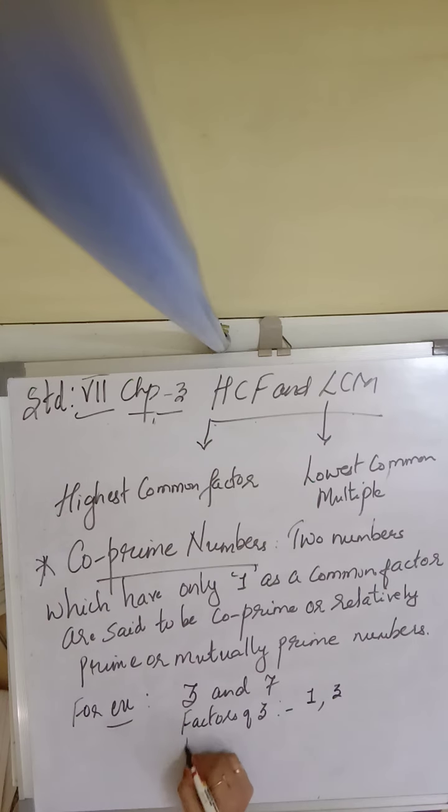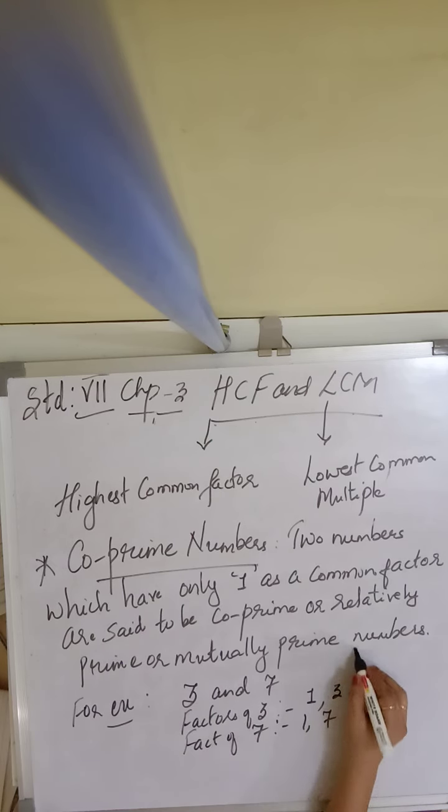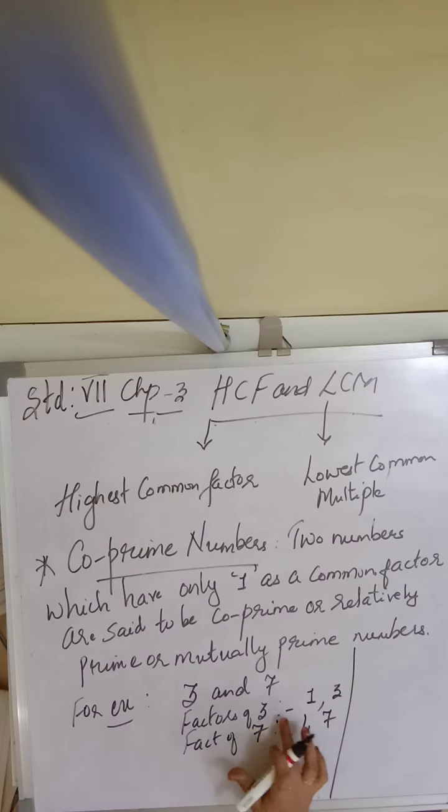Now let us write the factors of 7. What are the factors of 7? 1. Then next, 2, 3, 4 not possible. So directly 7. Now here children, factors of 3 are 1 and 3, factors of 7 are 1 and 7.